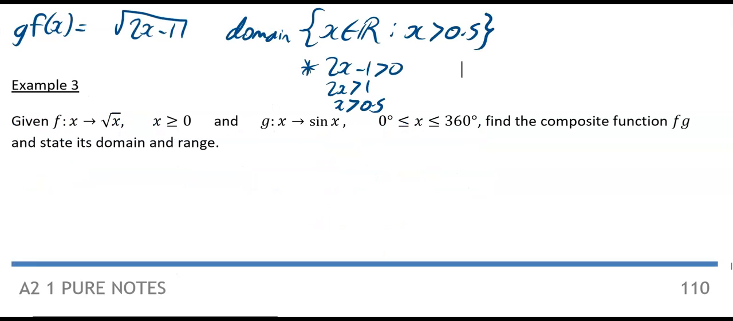Okay, this is a very good example of a type of question where you may look at it and think, I haven't a clue how to do the domain or the range. You can still get a lot of your marks here if you can do the first bit, which is just finding the composite function fg of x.